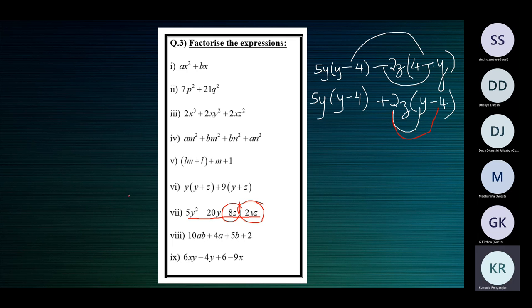Now, how do we finish this? Y minus 4 and into 5y plus 2z, ma'am. All right? Yes, sir. Understood, ma'am. All right. Good.